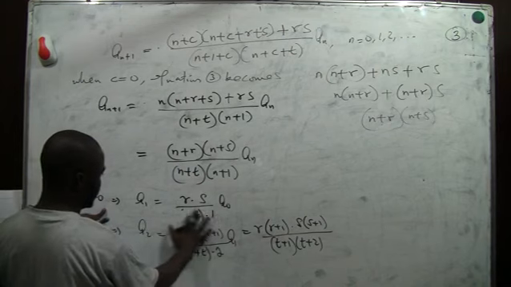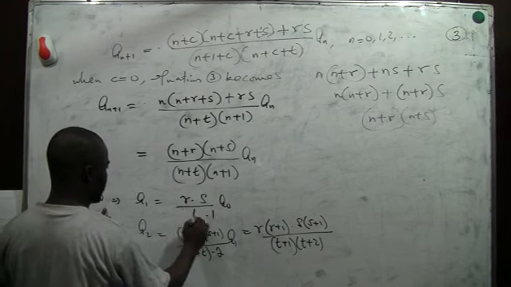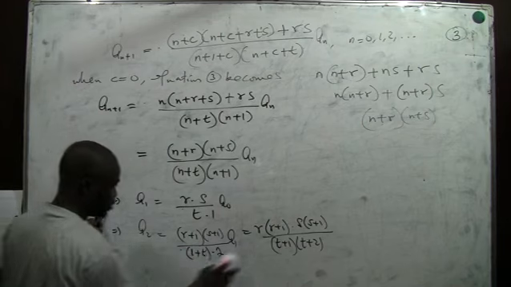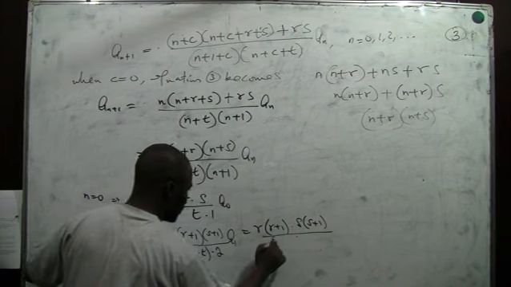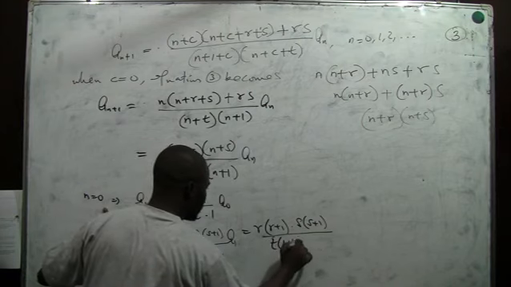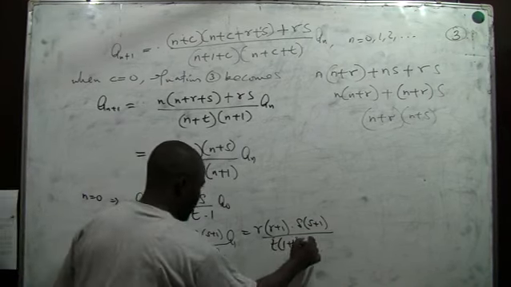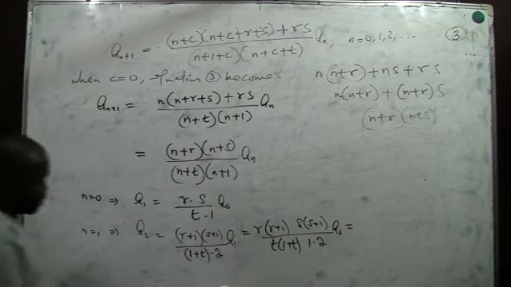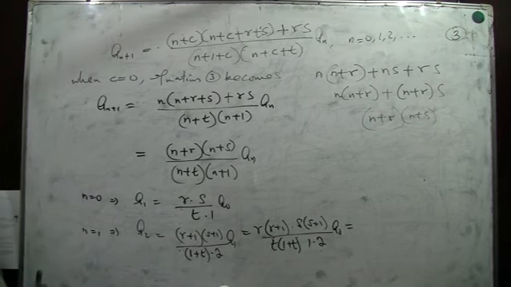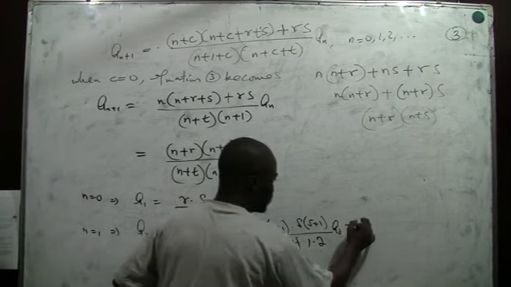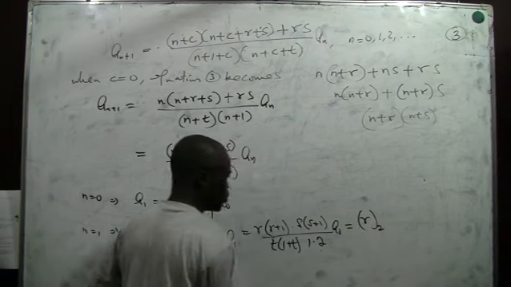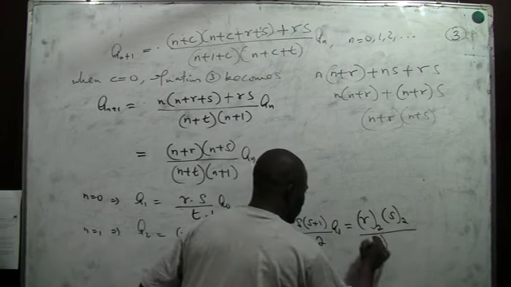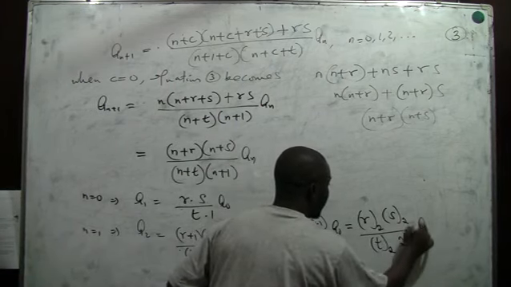Substituting 0 here gives t. At this point I have 1 plus t, so I have this one to be t into (1 + t). Then we have 1 multiplied by 2, a_0. Looking at this, it defines the factorial function: (r)_2, (s)_2, divided by (t)_2, 2 factorial, a_0.